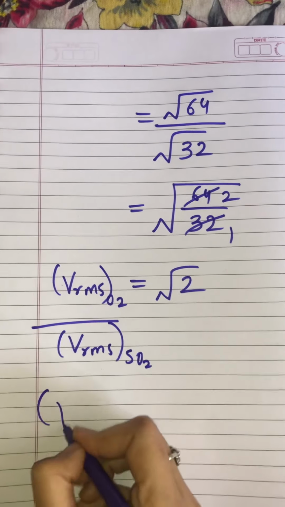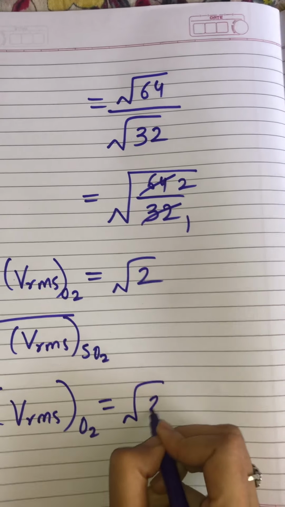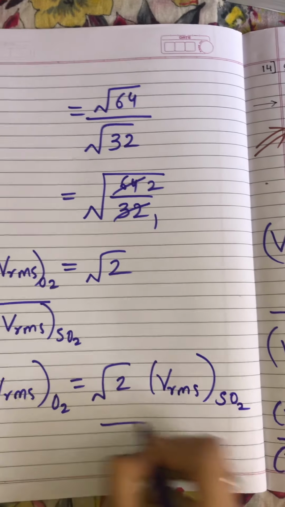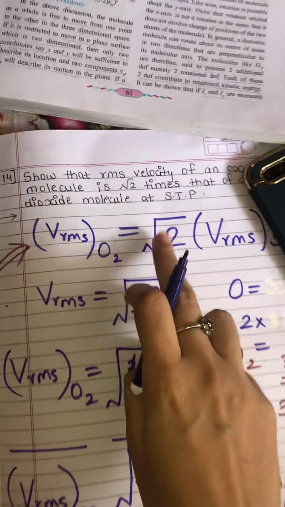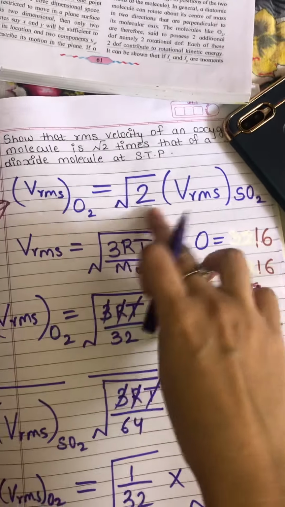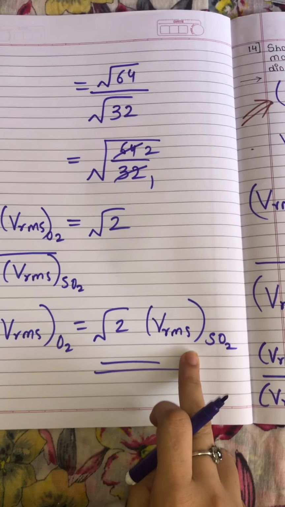That can be written as VRMS for oxygen is equal to root 2 times VRMS for sulfur dioxide. Yes, it is obtained. This was asked to obtain: root 2 times VRMS of sulfur dioxide.